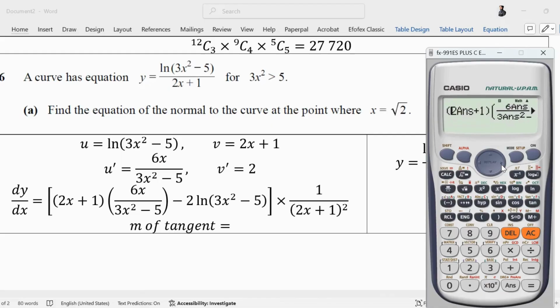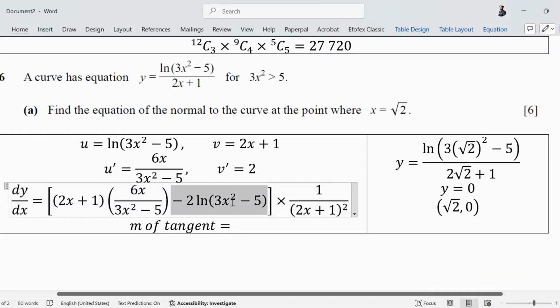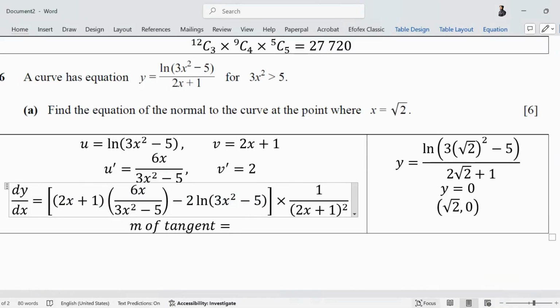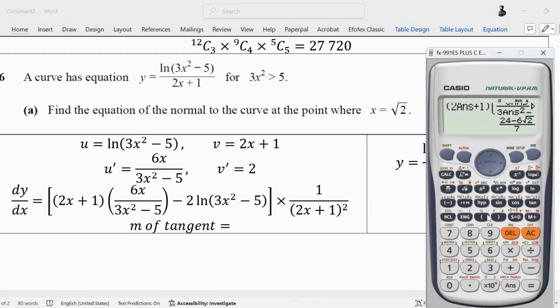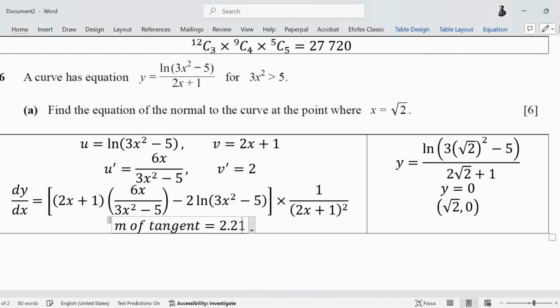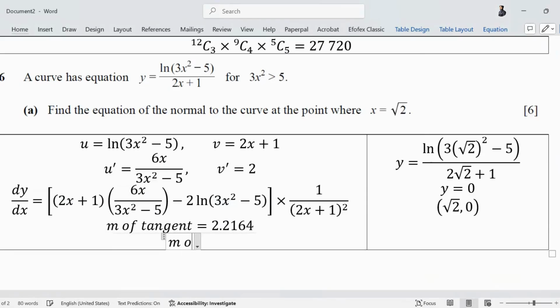So what have I done? 2 into answer plus 1 into this entire thing. This will become 0, so I have not written this entire thing. So this bracket into 1 upon this. So the gradient is this. If I write it in decimal, 2.2164. No, this is not the final answer.